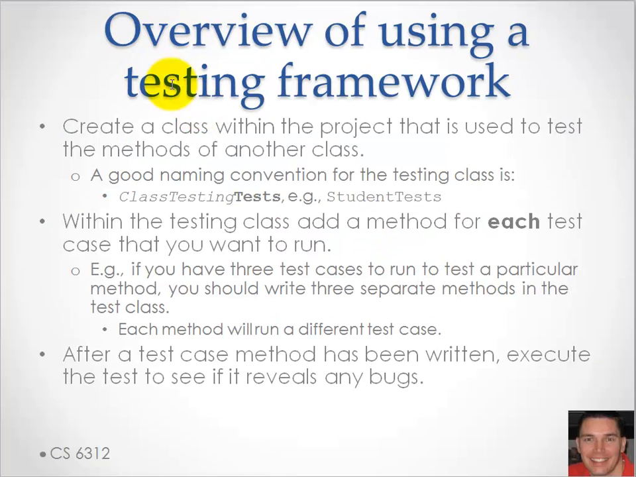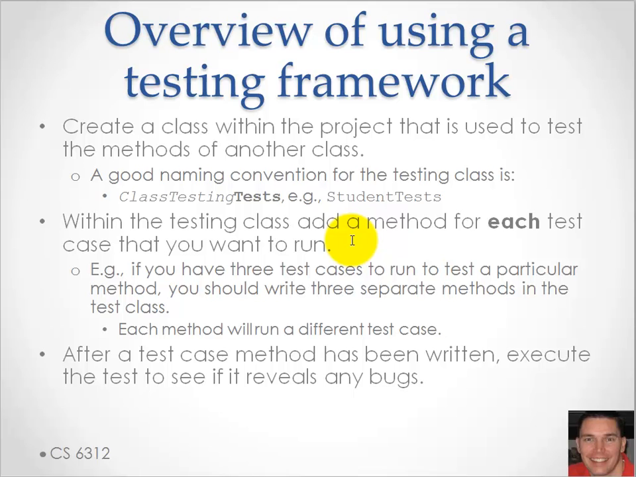We'll come back and look at this in more detail later in the lecture. What are the basic steps? We create a class within the project that is used to test the methods of another class. Since we're creating a class, we need to give it a name. A good naming convention is based on whatever class I'm testing. For example, if I'm testing the student class, I call it StudentTest. If I'm testing a car class, I call it CarTest. Whatever the name of the class is, I name the test class with Test at the end of it.